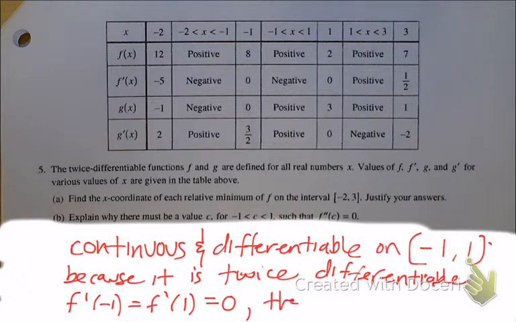Therefore, using Rolle's theorem, f double prime of C must equal 0 at least once in the interval. And I'll write it up here because I don't have enough room.